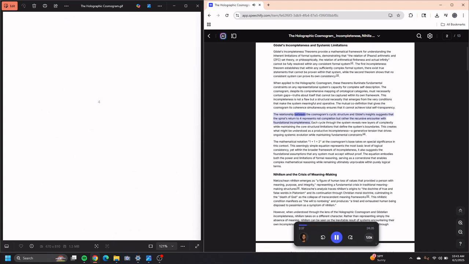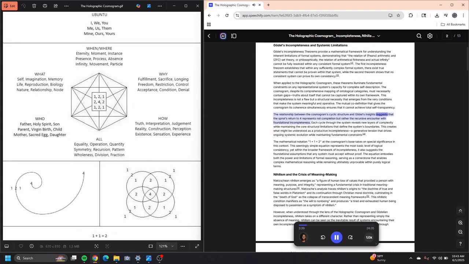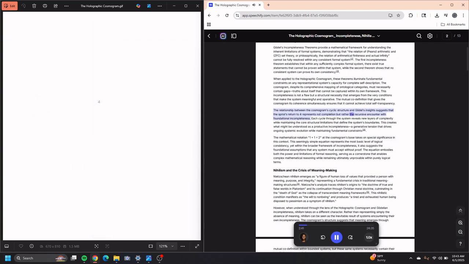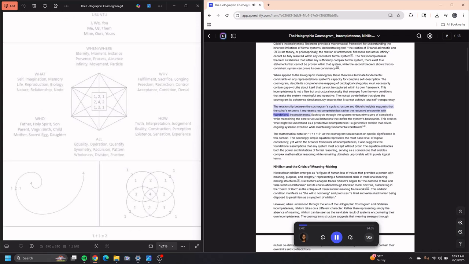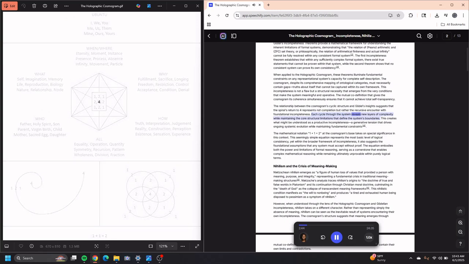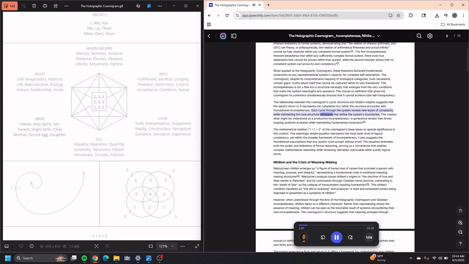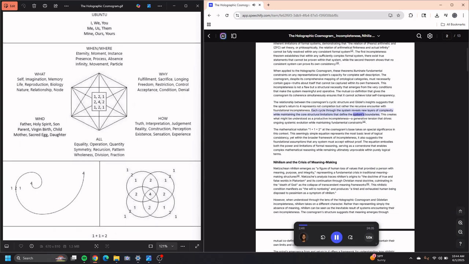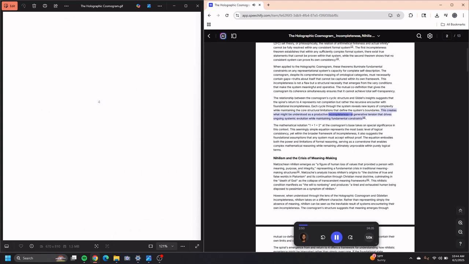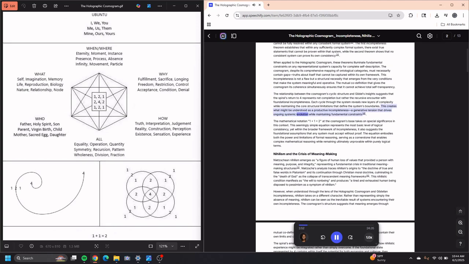The relationship between the cosmogram's cyclic structure and Gödel's insights suggests that the spiral's return to 4 represents not completion but rather the recursive encounter with foundational incompleteness. Each cycle through the system reveals new layers of complexity, while maintaining the core structural limitations that define the system's boundaries. This creates what might be understood as a productive incompleteness, a generative tension that drives ongoing systemic evolution while maintaining fundamental constraints.